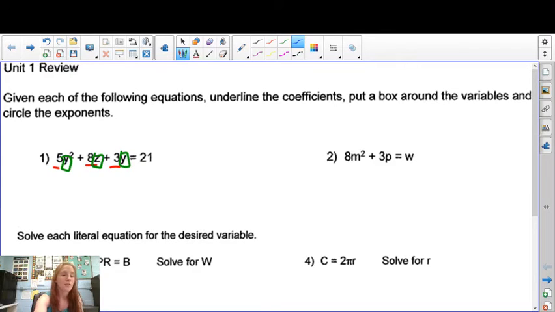And then you're going to circle any exponents. And remember, an exponent is the small font, a superscript. It's up above. Now, again, 21 doesn't have anything on him, but he's not a coefficient, he's not a variable, and he's definitely not an exponent. So he's just left out.